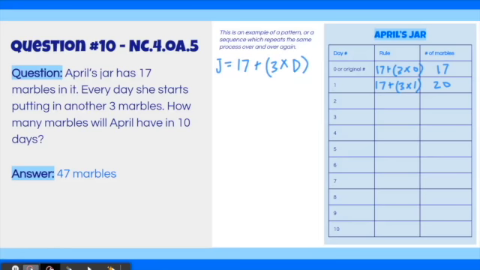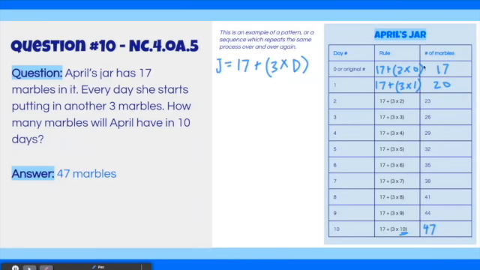And this just works for the rest of the chart. So this is what the chart looks like when it's all filled out. So we're going to do this last one over here. So we have 17 plus 3 times 10. So this is the 10th day of adding marbles. So 3 times 10 is 30 plus 17 is 47. So this is the number of marbles April will have after adding 3 marbles each day for 10 days.